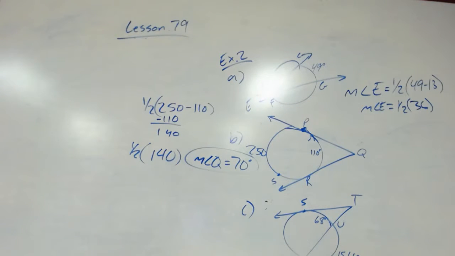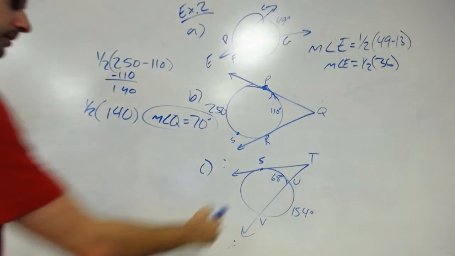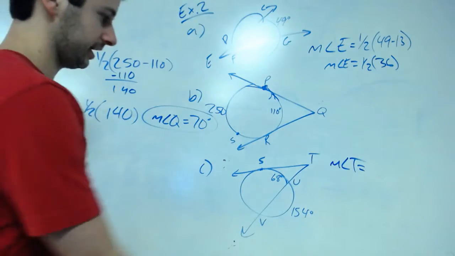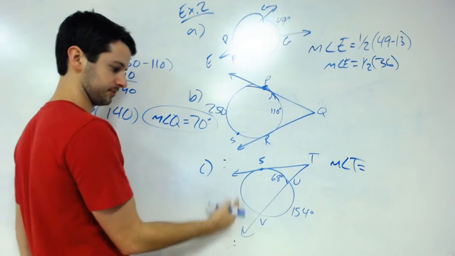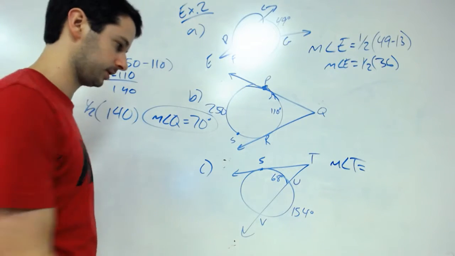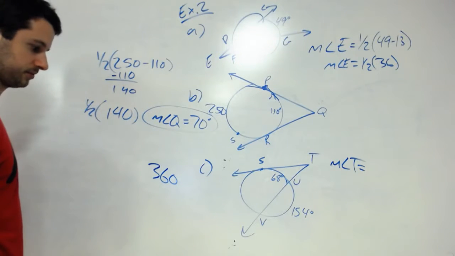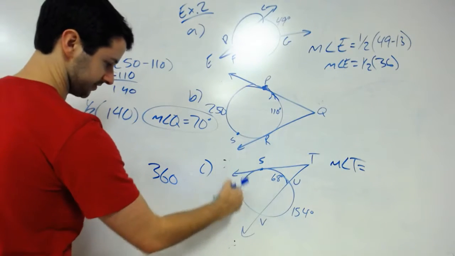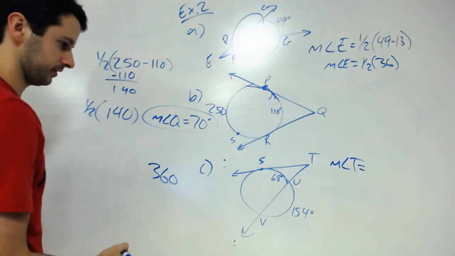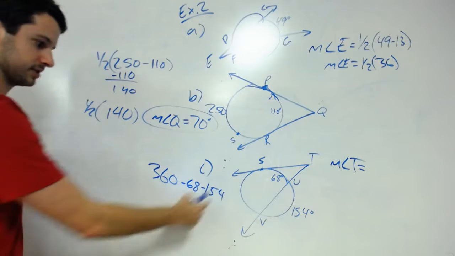One more, example C. It wants us to find angle T. All right, it gives us the small arc that intercepts, but it doesn't give us the major arc that intercepts. We need to find this major arc. Once again, we know there's 360 degrees in a whole circle. So to find this arc, SV, we can just find the difference of 360 minus 68 minus 154, and whatever that is will equal SV.